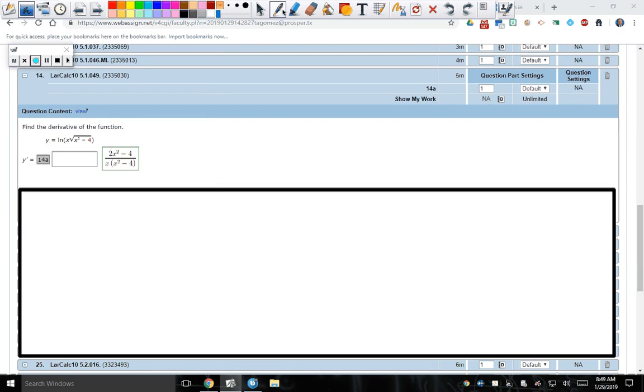Let's look at number 14. It says find the derivative. Again, I'll color coordinate it. y is equal to the natural log of x squared minus 4, and I'm going to put that to the 1/2. Notice that there is multiplication here.